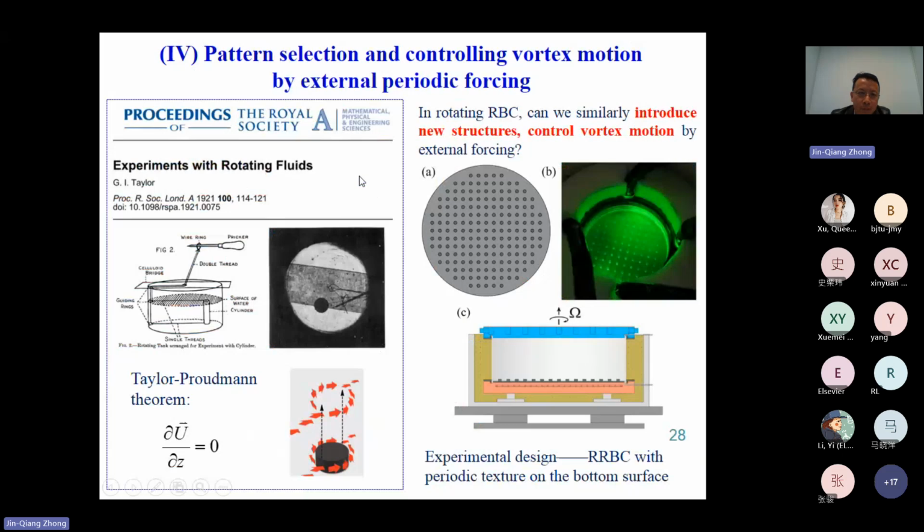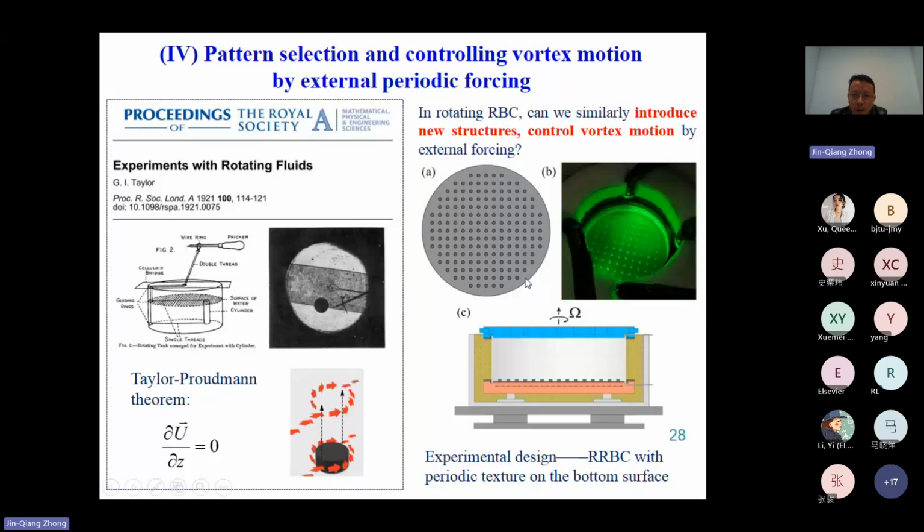We have seen very rich dynamics of vortices. In the last section, I will introduce an experiment that controls the vortex motion through external forcing. In the last century, G. I. Taylor observed columnar vortices above a rigid cylinder in a rotating fluid tank. The Taylor column he observed is a coherent structure, very robust against external disturbance, which can be interpreted again by the Taylor-Proudman theorem. The vertical fluid velocity initiated by the rigid cylinder can penetrate through the fluid layer. In rotating convection, can we similarly introduce new structures to control vortex motion by external forcing?